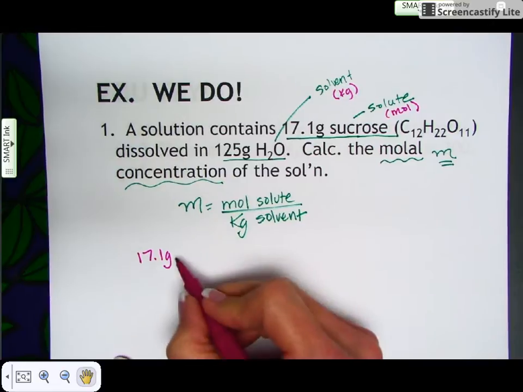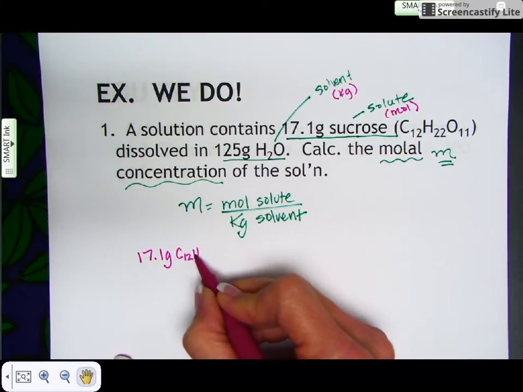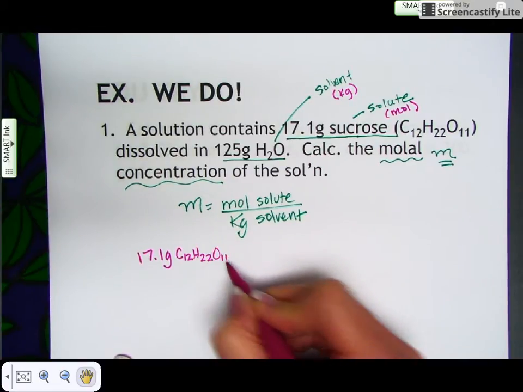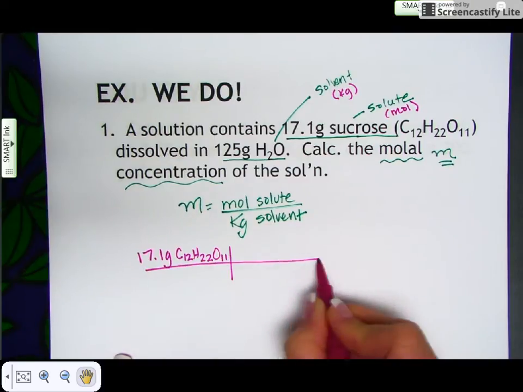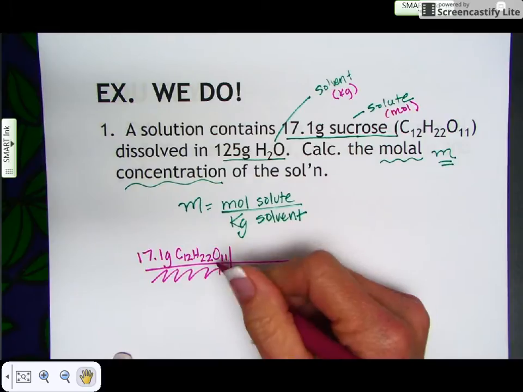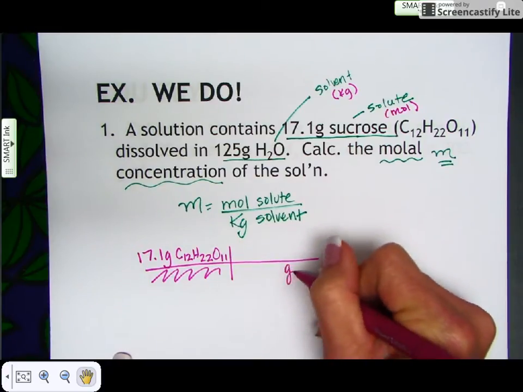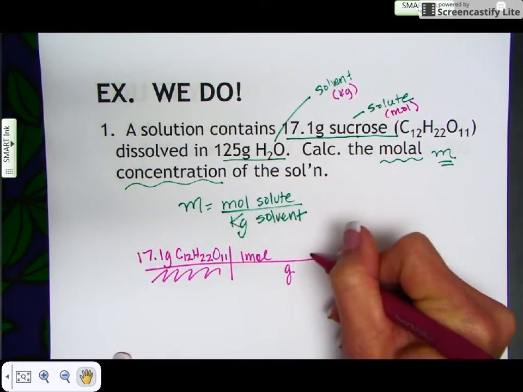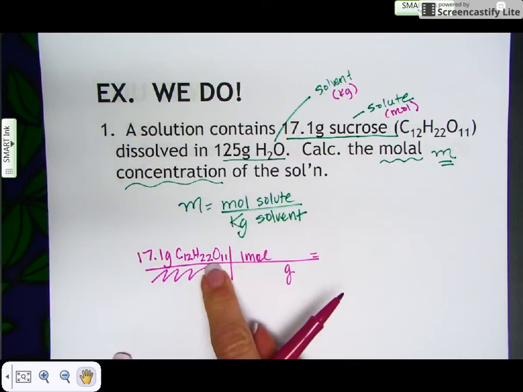Now this formula is C12H22O11. This is like regular table sugar that you would have in your home, Dixie crystals, if you will. Sugar cane. So we need to find the molar mass of this substance so that we can convert to moles.